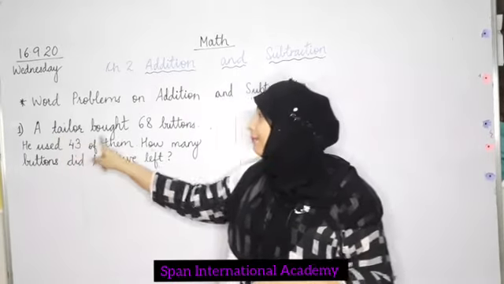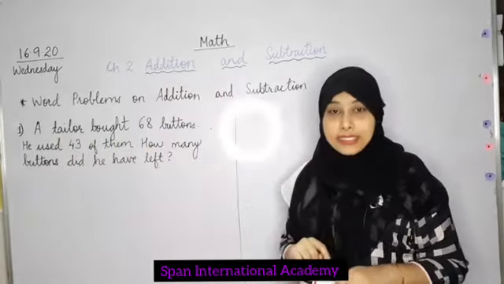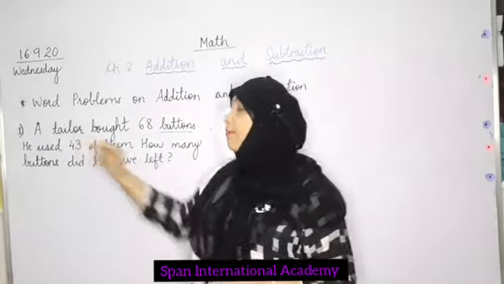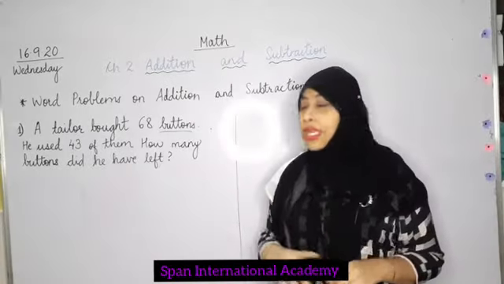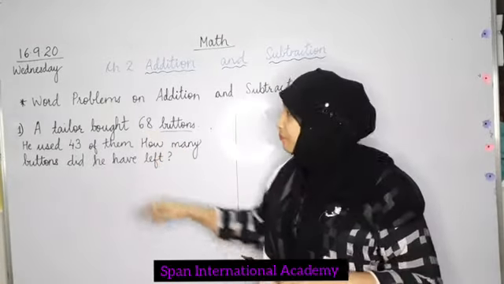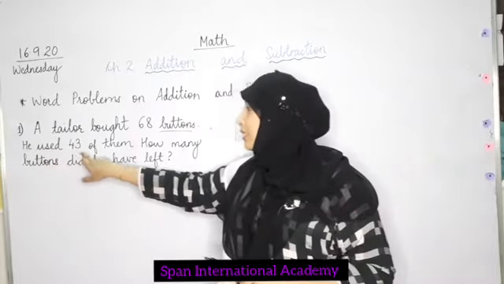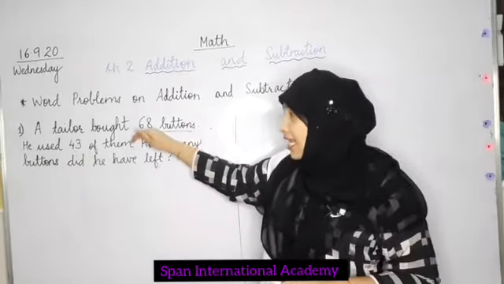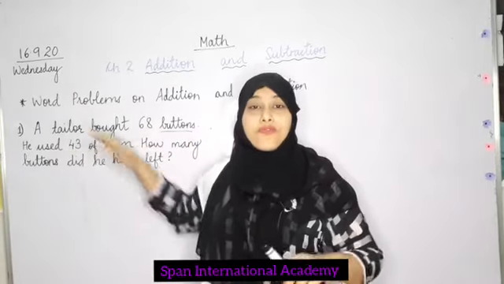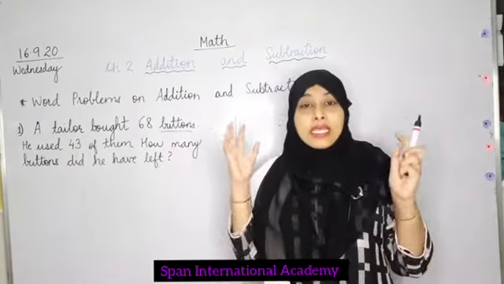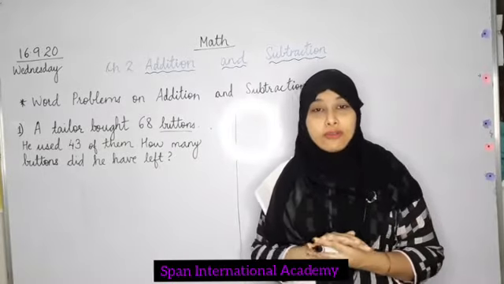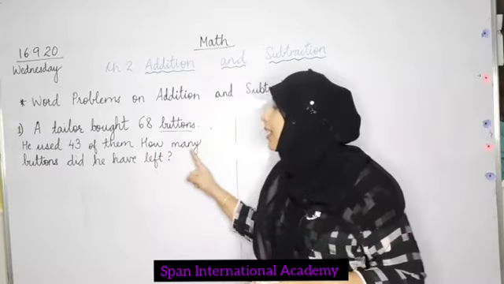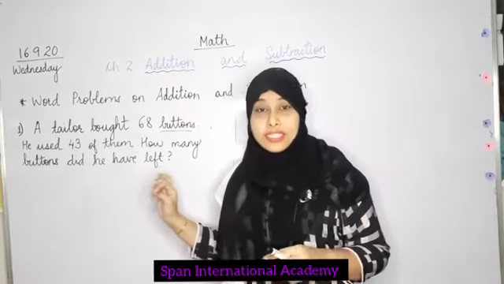A tailor bought 68 buttons. Okay, here we are talking about buttons. And who bought? A tailor bought. How many buttons did the tailor bring? 68. He used 43 of them. So, from 68, the tailor has used 43 buttons. The tailor had 68 and from 68, the tailor has used 43. How many buttons did he have left?